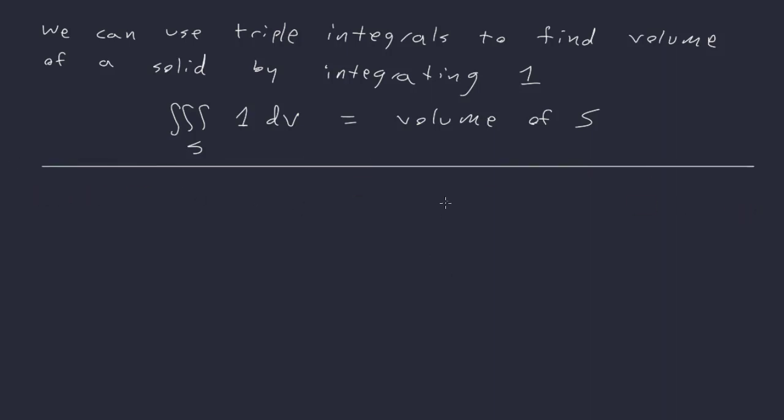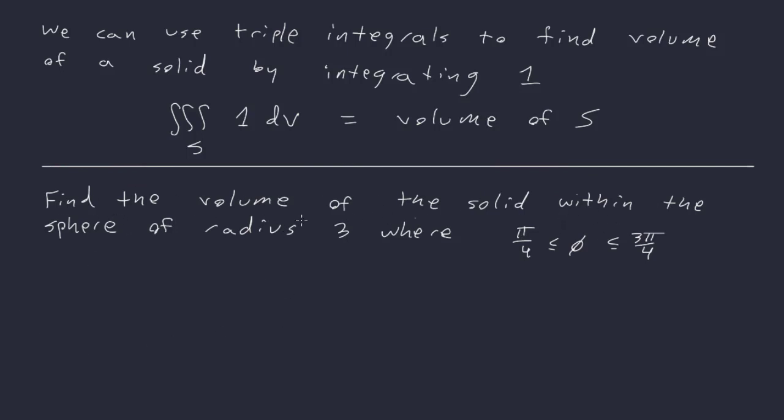So for example, take this particular solid. Let's find the volume of the solid within the sphere of radius 3, where phi is trapped between pi over 4 and 3 pi over 4. The reason we would want to use a triple integral here stems from the fact that if you think about what's happening here, this is the rz plane. Here's phi equals pi over 4, and here's phi equals 3 pi over 4. We're only looking at values between here. Let me make this a little better. If we think about our phi, if we're talking about radius 3, say this is 0 and 3 for our rho.